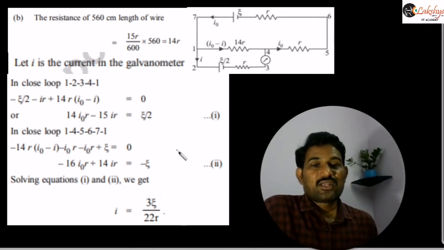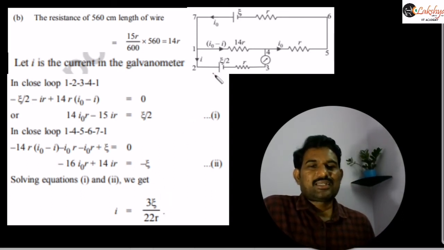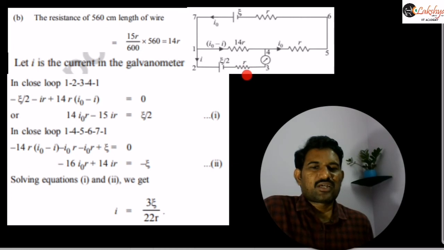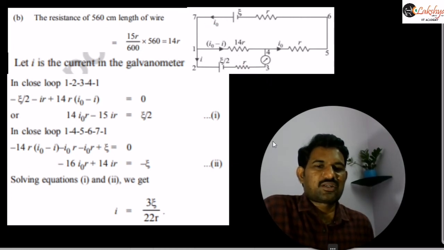So if the jockey touches at any point other than the balancing length, there will be some current flowing through the voltmeter. If you want to find the current flowing through the voltmeter, this is the procedure. You can apply Kirchhoff's laws to find that current.